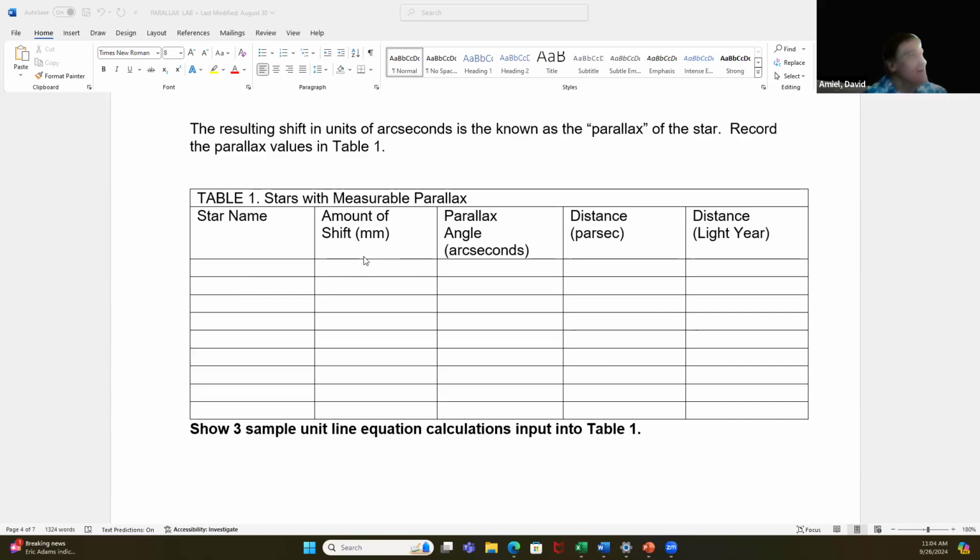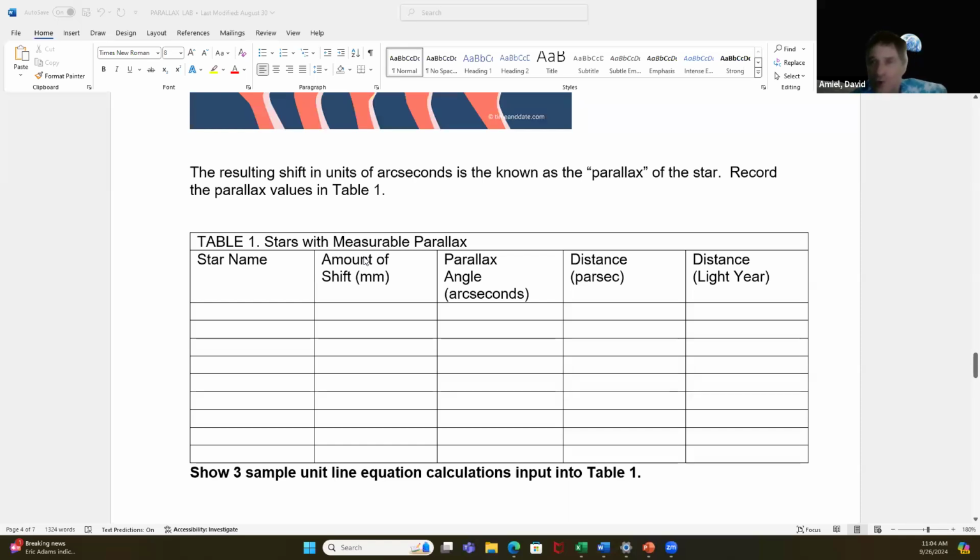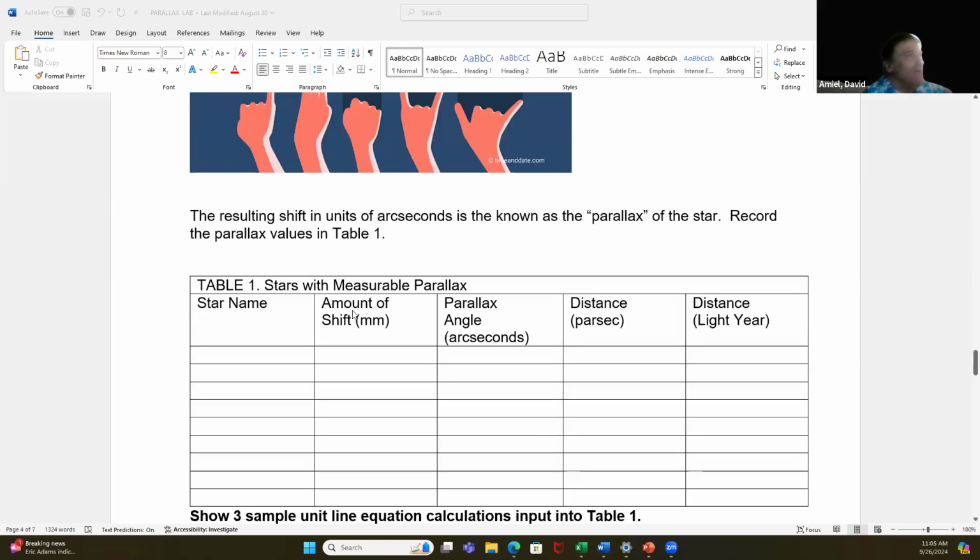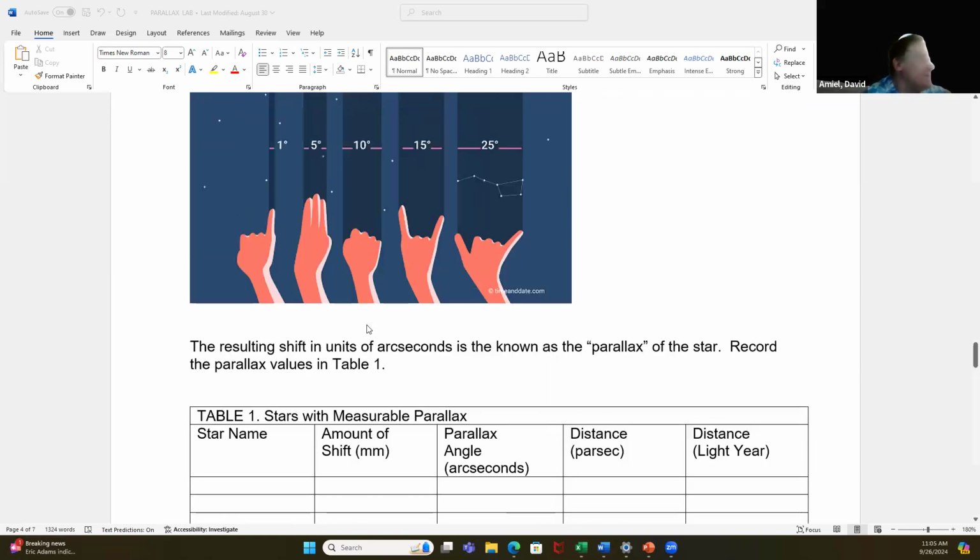Millimeters. So you've got to have a millimeter ruler. If you're very clever, you may be able to use the distance app on your cell phone. Not sure you can do that. Easiest with a ruler. And you'll fill in these numbers in this column in millimeters. If you have any questions about how to measure this shift in millimeters, shoot me a message.